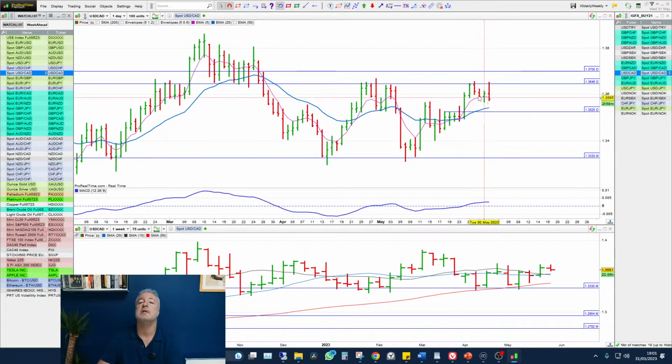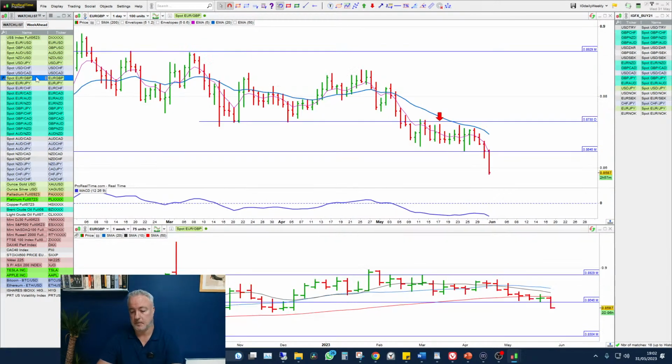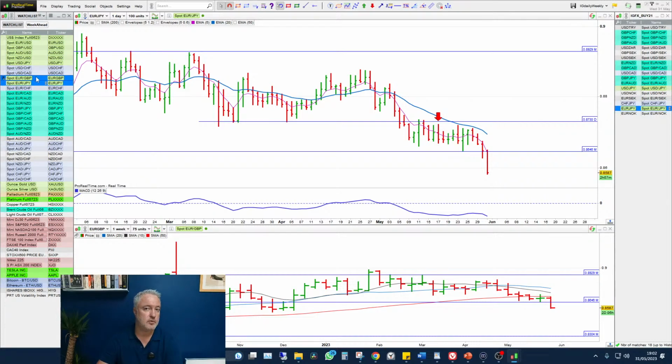Yes, there was a level of resistance there. I placed the trade on this. I am in this, so that is a live trade that I took, and my stop loss is just below here. So we'll see how that turns out. Euro GBP, no setup. Nice and bearish.